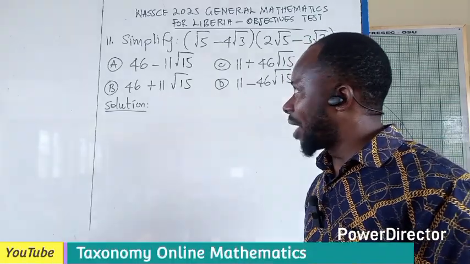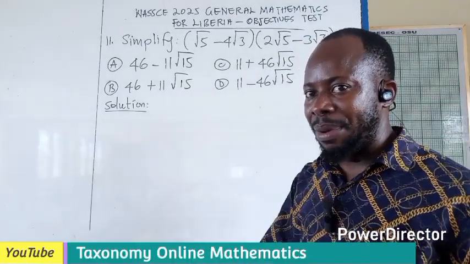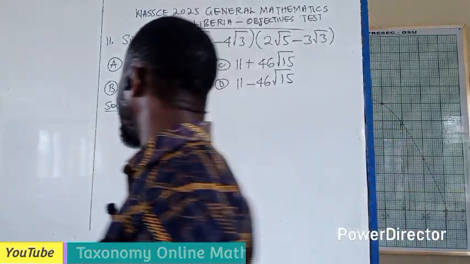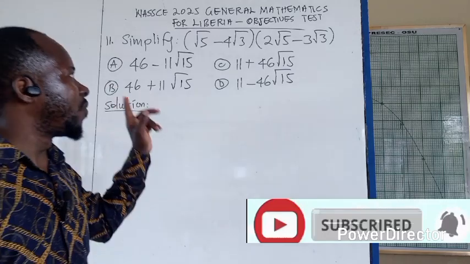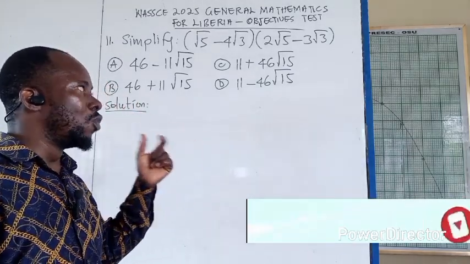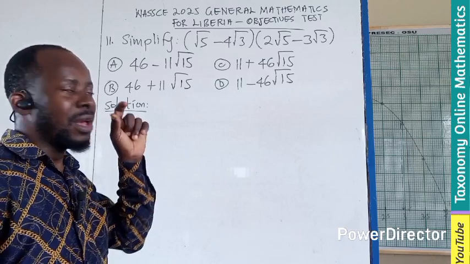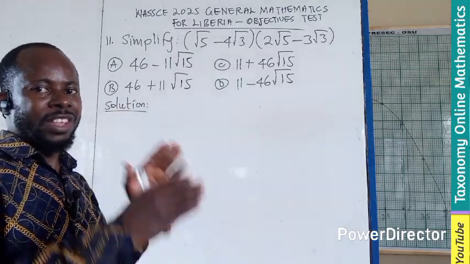Hello, welcome. Let's look at question 11, still on the General Mathematics for Liberia 2025. We are to simplify (√5 − 4√3)(2√5 − 3√3). Now, when you are doing this, remember, you are going to expand.